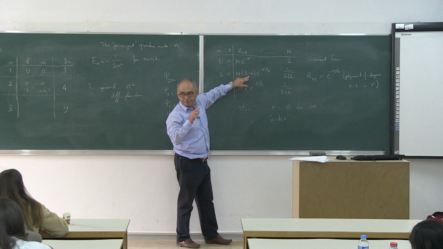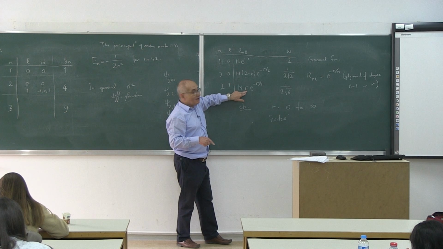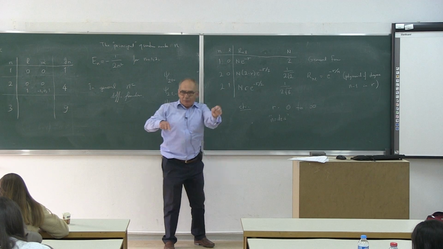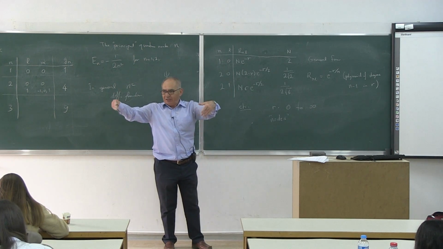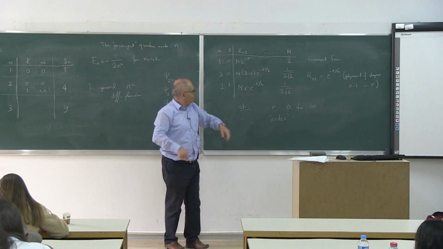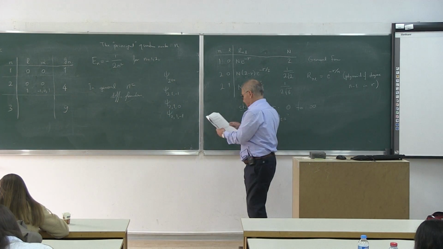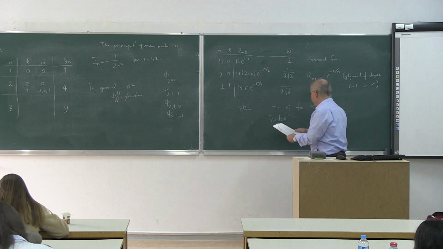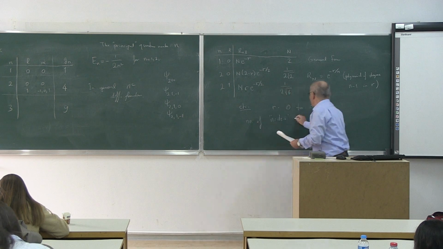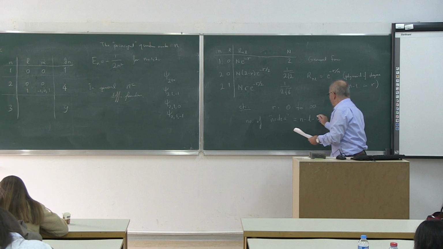One node at r equals 2. This function has no nodes. Remember, we are not counting r equals 0. r equals 0 and r equals infinity are not included in counting number of nodes. Only in between. This function has no nodes. Now, it turns out, in general, number of nodes is n minus l minus 1.